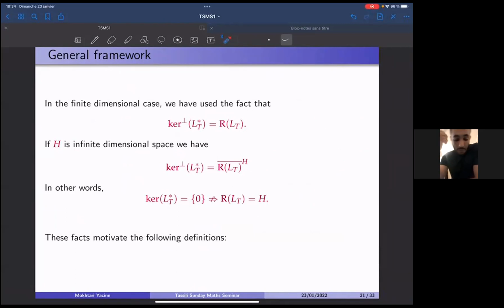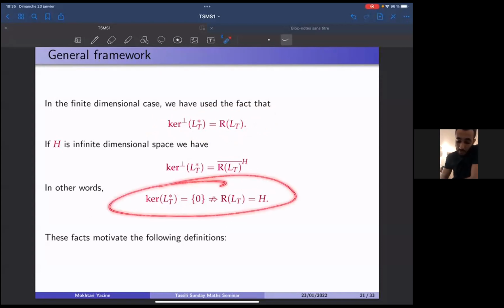As we have seen, in the finite dimensional case, we used these facts to prove the Kalman condition. If H is an infinite dimensional space, this is no longer true, and we have to add the closure of the range of LT in H. This means that if we prove that the adjoint of LT is injective, it doesn't mean that the range of LT equals H. And this is the main difference between finite and infinite dimensional systems in theory.